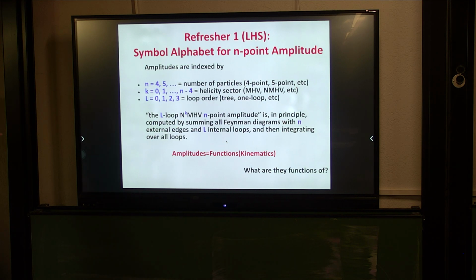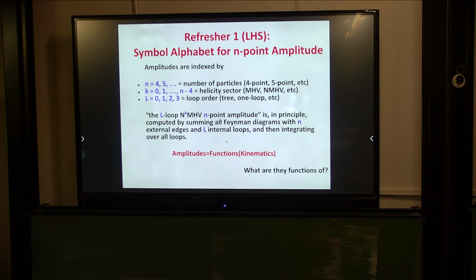Refresher number 1, left-hand side: symbol alphabet for n-point amplitude. Amplitudes are indexed by 3 numbers: number of points, helicity, which I will skip completely in this talk, and loop order. So n and l are the main numbers. In principle, you can compute any amplitude by summing over all Feynman diagrams with n external edges and l internal loops, then integrating over the loops.